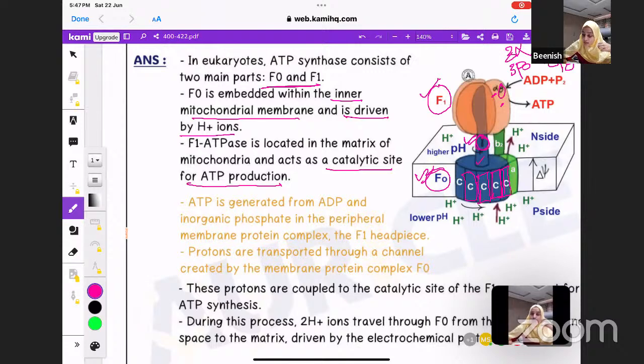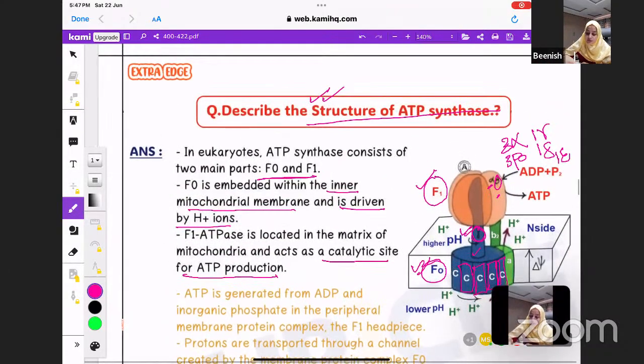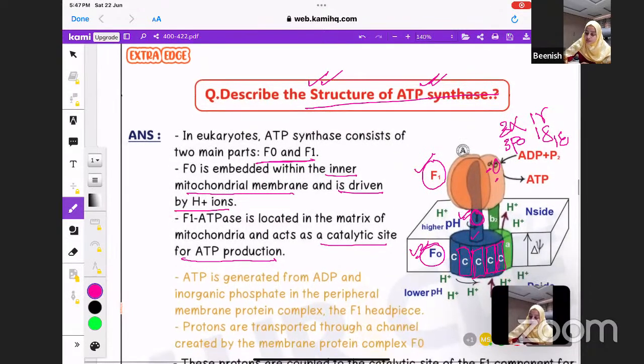Okay. This gamma is acting as the rotatory subunit. So the entire ATP synthase is not going to rotate. The gamma subunit is going to rotate, and it is also connecting your F1 and F0. So that was about the structure of ATP synthase.